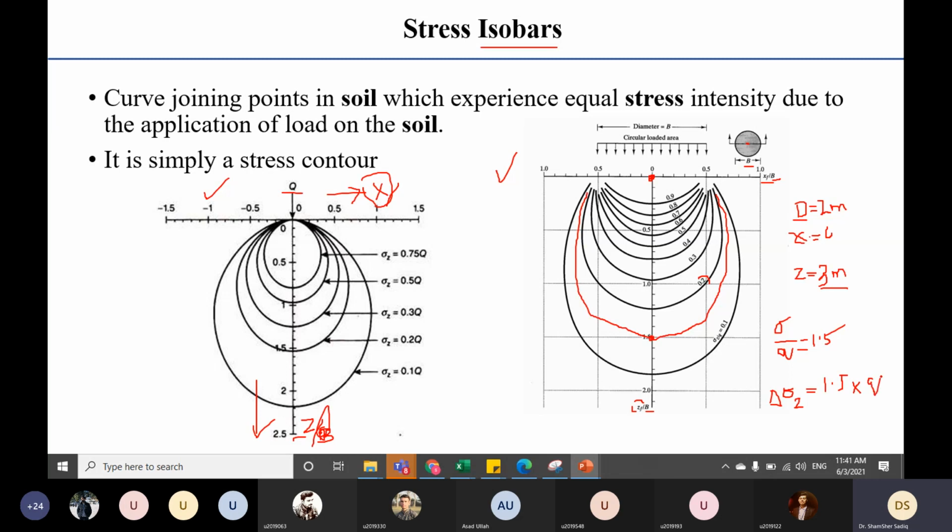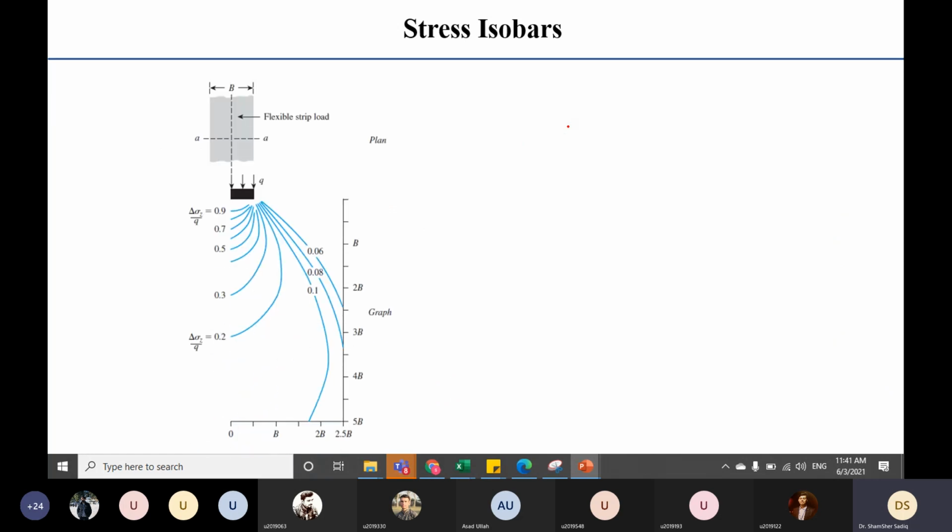Any question on what stress isobars are and how we use them? This is for point load. I will tell you what this x-axis represents and what this y-axis represents. But I have told you how to use it for circular footing. Now let us see the rectangular area.